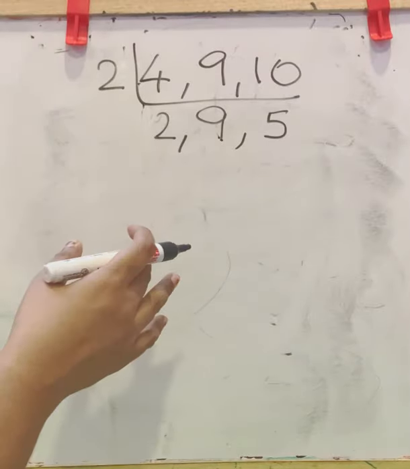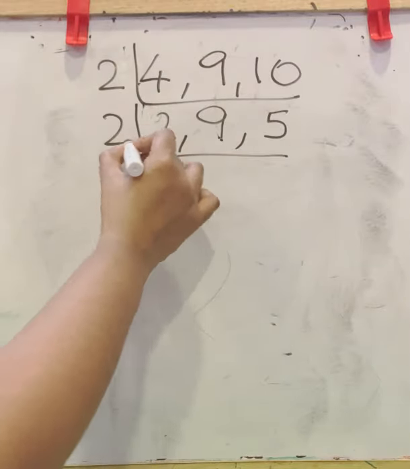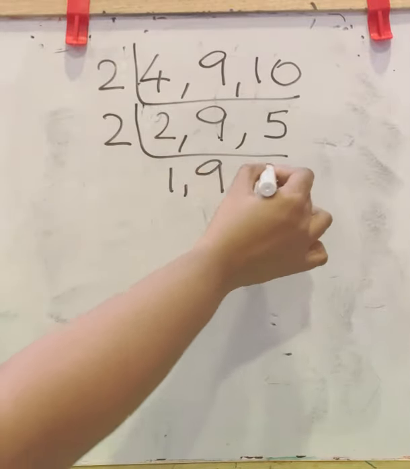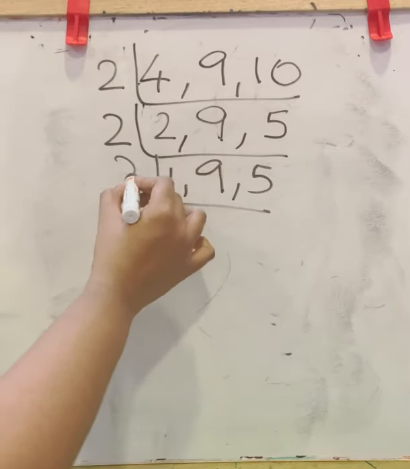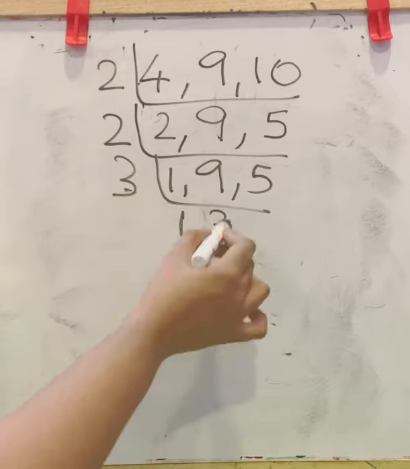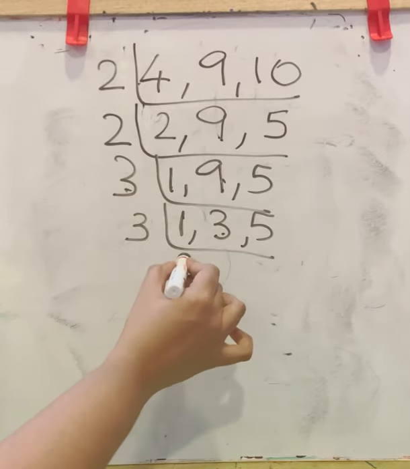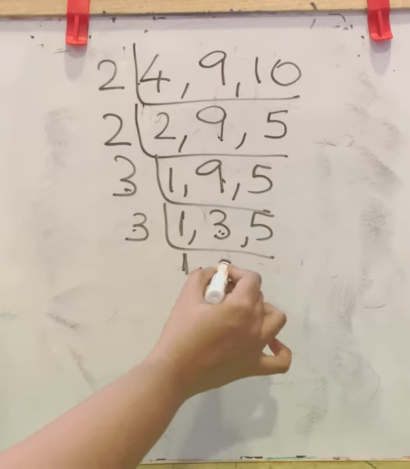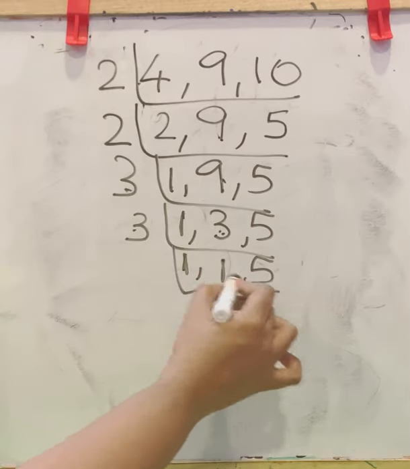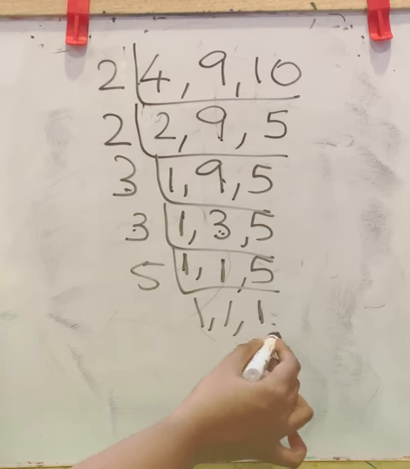We have to continue this till we get 1 on this side. So next is again 2, 1, 9, 5. Next is with 3. So carry down this 1. 9 becomes 3, 3 3s are 9. Carry down this 5. Again with 3. Carry down this 1. This 3 becomes 1. There is a 5. Now with 5. Carry down this 1. 1. In 5, 1 time 5.